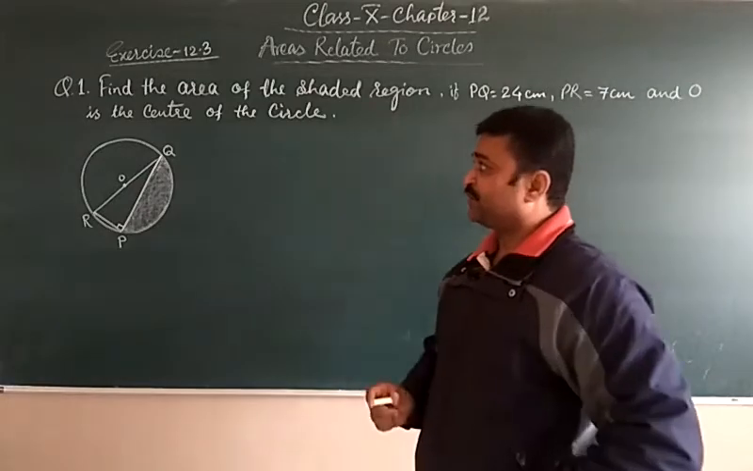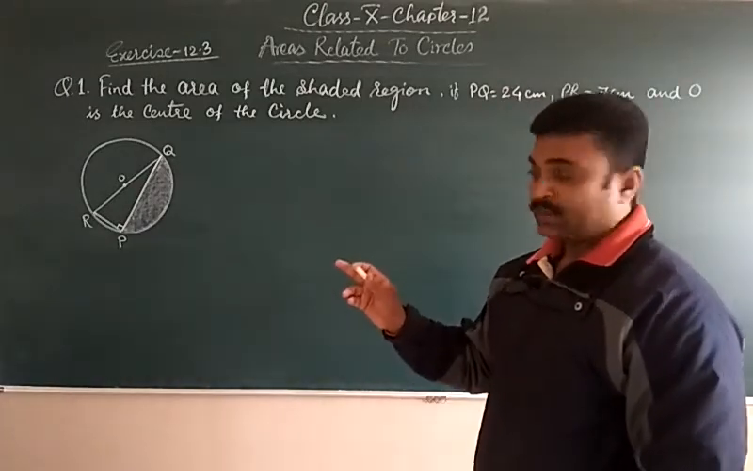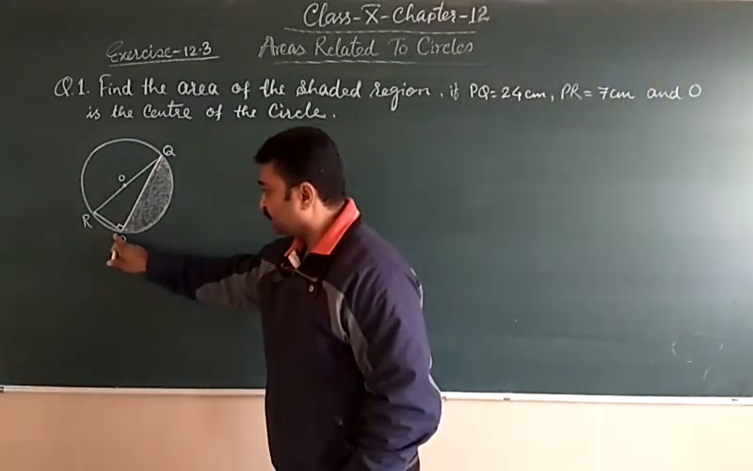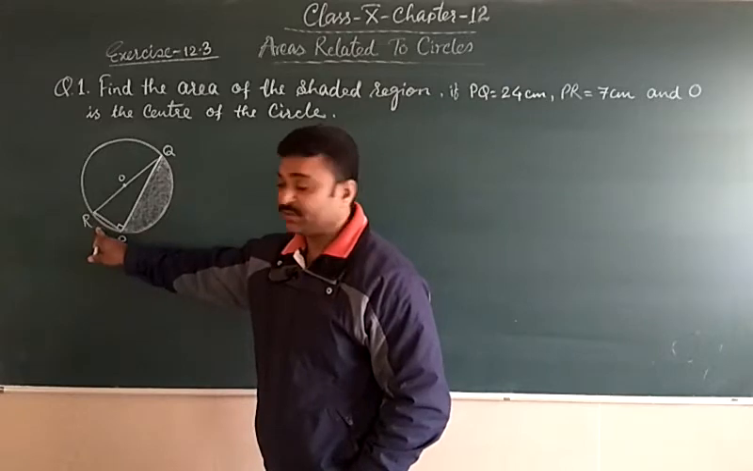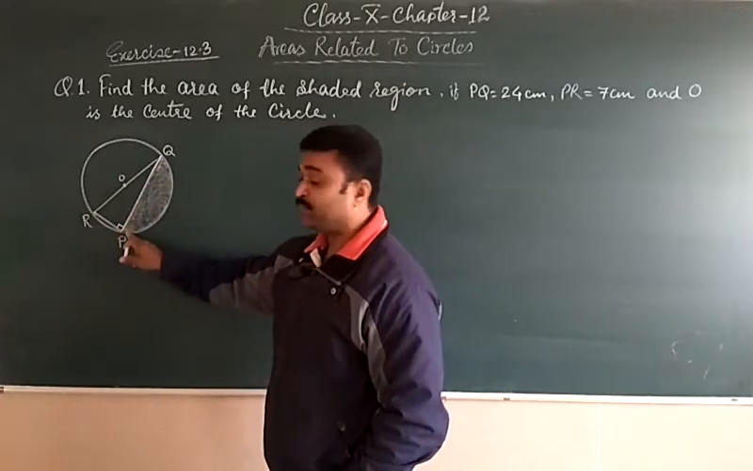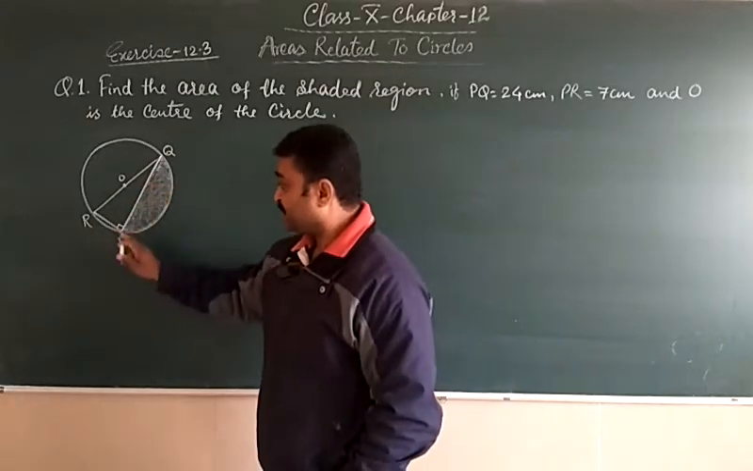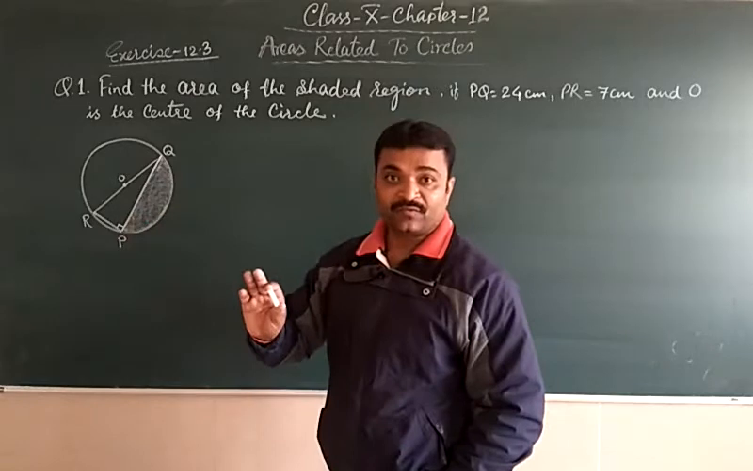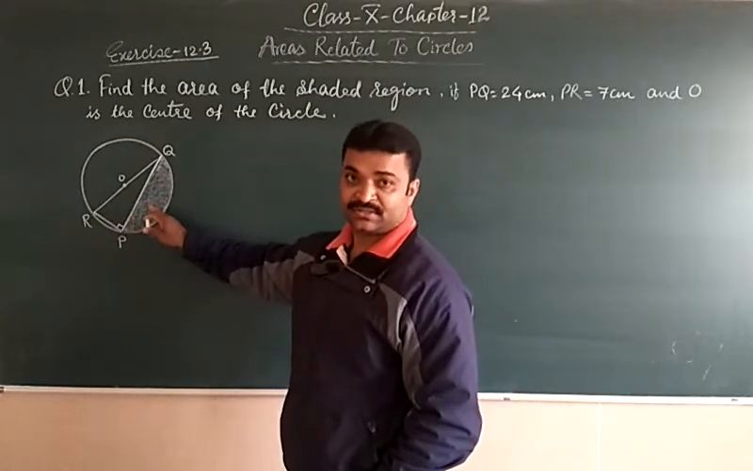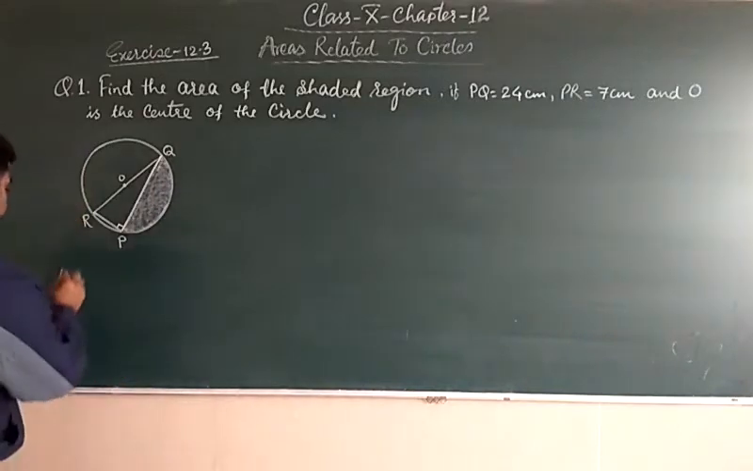In the first question, we are given a circle with center O. In this circle, the distance PR is given as 7 centimeters and the distance PQ is given as 24 centimeters. With these, we have to find the area of the shaded region. Clear? So first of all, we will write what is given.